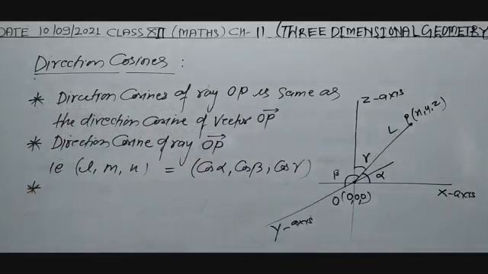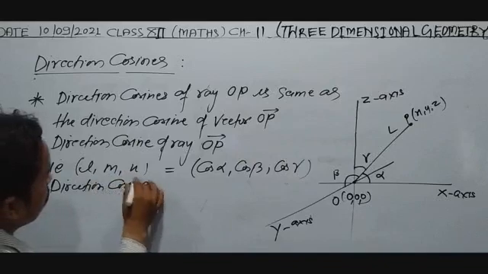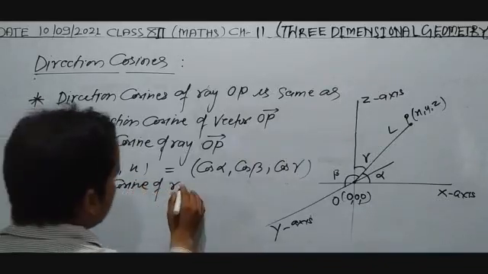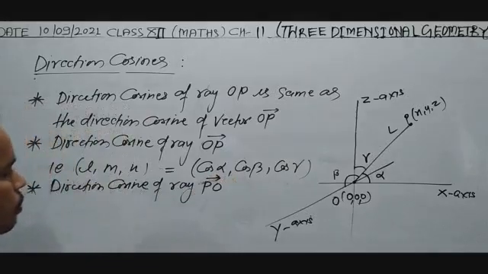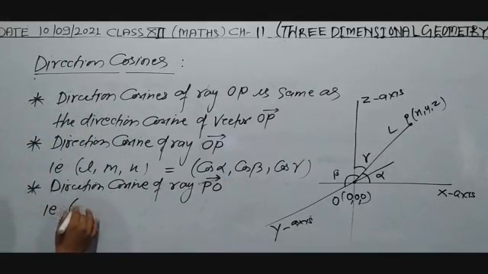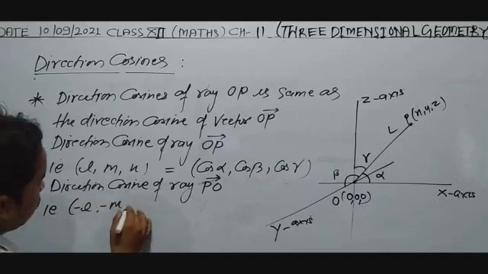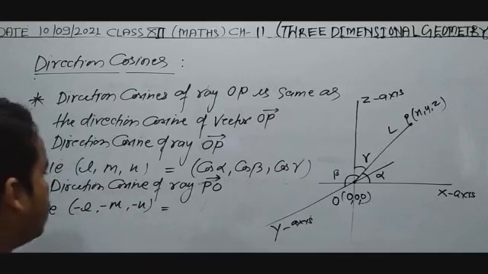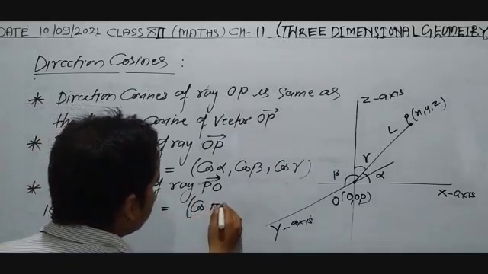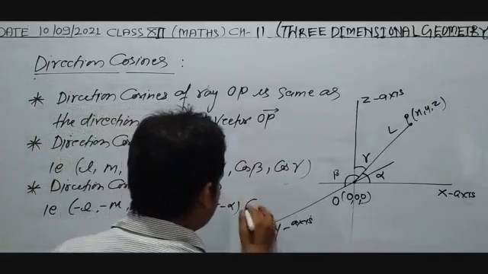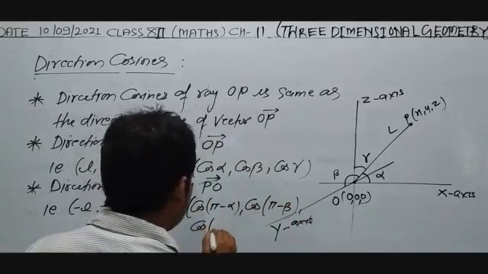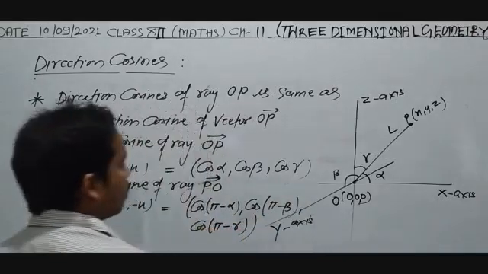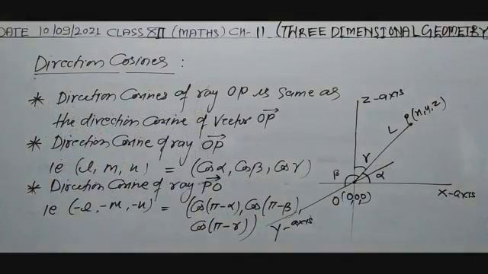Now third point, direction cosine of ray PO, suppose you are taking ray PO from P to O, that is minus l, minus m and minus n, and its value is cos of pi minus alpha, cos of pi minus beta and cos of pi minus gamma. This is the direction cosine of the line or ray PO.